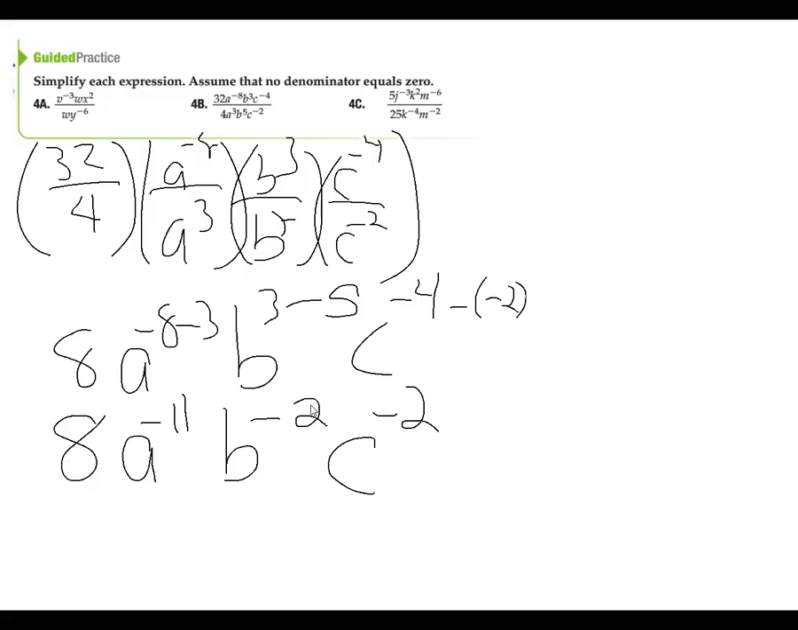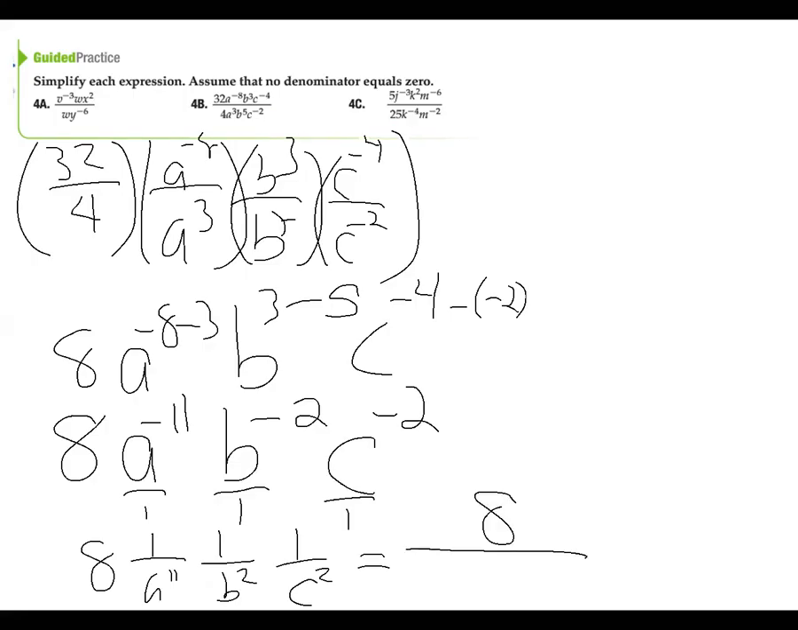Then you can take the reciprocal of each of these and write it as 1 over a to the 11th, 1 over b squared, 1 over c squared, which would be 8 over a to the 11th, b squared, c squared. Pretty cool, huh? I know, it's awesome.